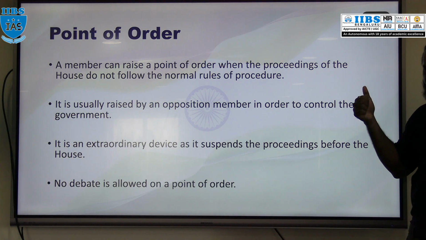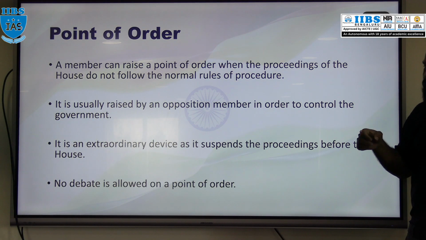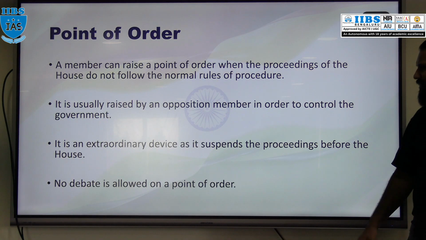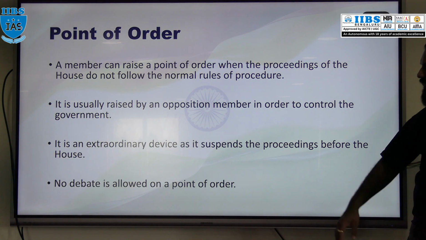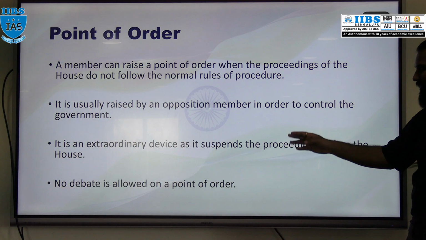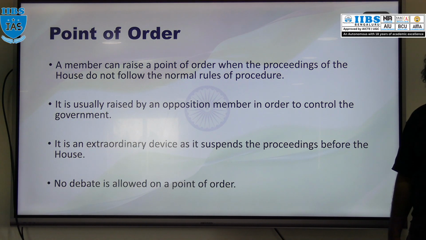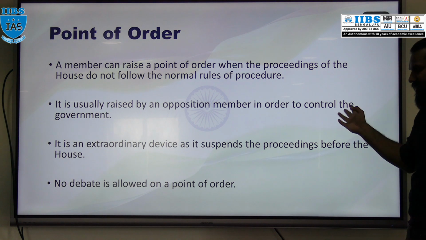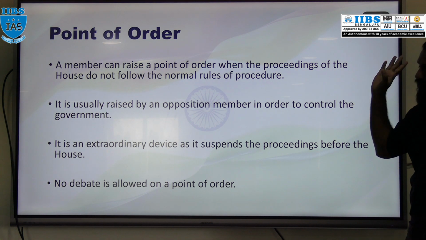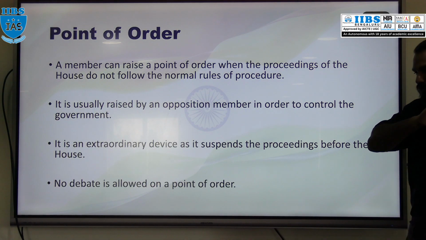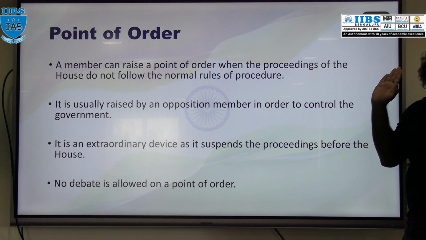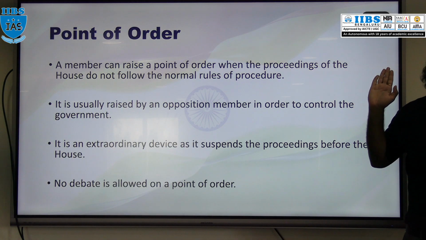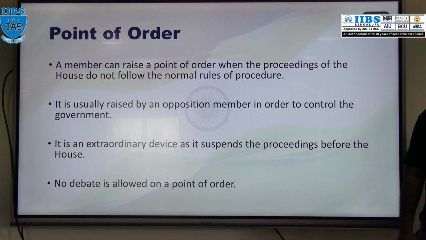issued, introduced or raised. Generally, as I said, it is used by the opposition member in order to control the government, and this is also an extraordinary device like an adjournment motion. It will suspend the proceedings of the houses, like adjournment does. And once this motion is taken up, no discussion is allowed. So that is point of order.